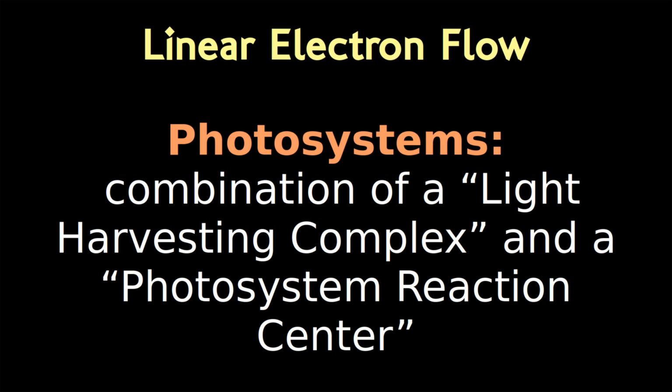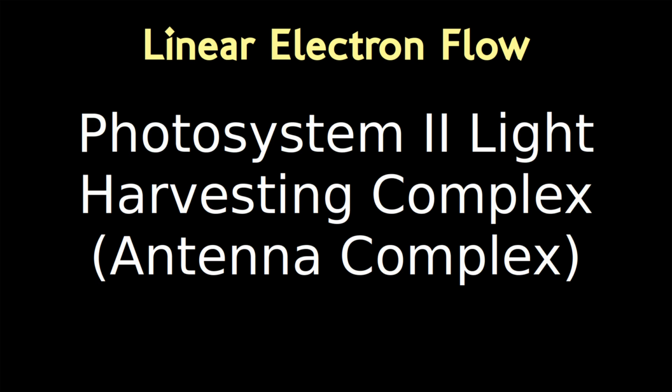And then we also have a photosystem reaction center. The photosystem reaction center is essentially taking the energy that has been gathered by the light harvesting complex and transferring it into some electrons that we can then pass on to a future part of the electron transport chain. So the photosystems are composed of these two parts, a light harvesting complex and a photosystem reaction center. And the very first one is very intuitively named photosystem 2. And it has its own light harvesting complex that we're going to talk about in a second.